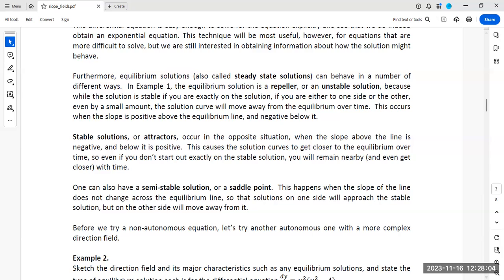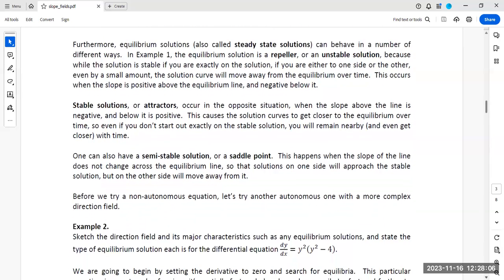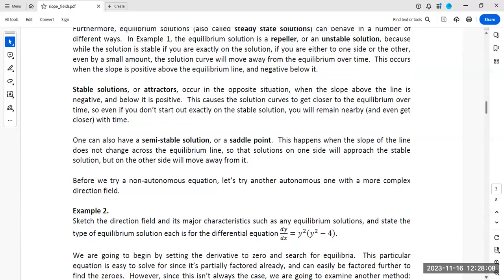We can also have a semi-stable solution. You can think of it like a saddle point. In this case, this typically occurs when you have something like a factor in your equation that is repeated. So it's going to come down to be 0 at that point, but then it's going to stay the same slope, the same sign on either side of the solution.